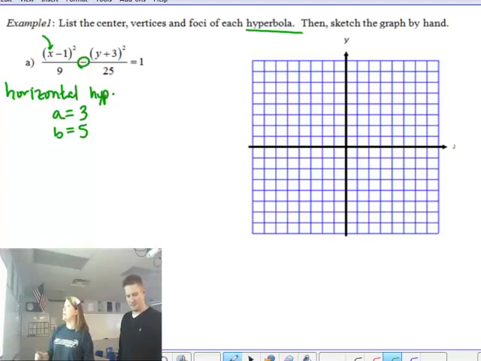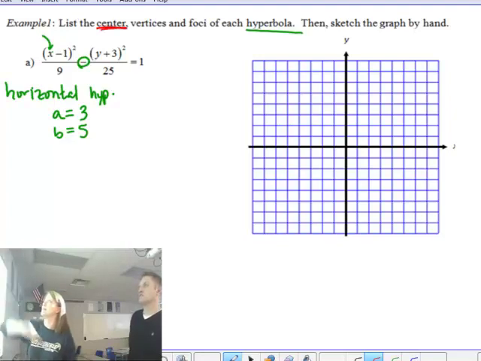All right, so we're going to need a center, some vertices, some foci. I've got my A and B. Let me jump back to my center here real quick. We know I'm horizontal. The center is simply going to be at 1, -3.